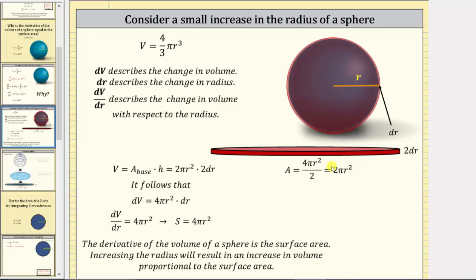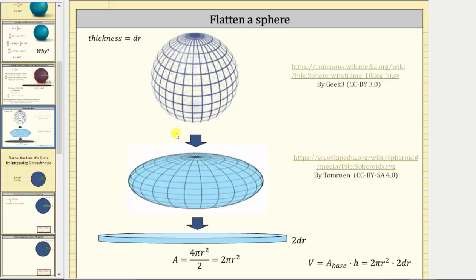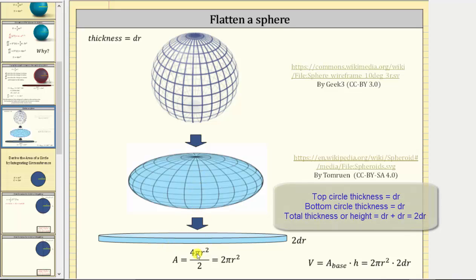Let's look at some additional images. Let's let a ball filled with air represent the shell or layer we want to find the volume of. As we begin to squish the ball, it might look something like this. Once it's completely flattened, it will look like this, which will be a right circular cylinder, where the top is a circle, the bottom is a circle, and the height or thickness is going to be 2 times differential r, where again differential r represents the change in the radius. So we need to find the volume of this right circular cylinder.